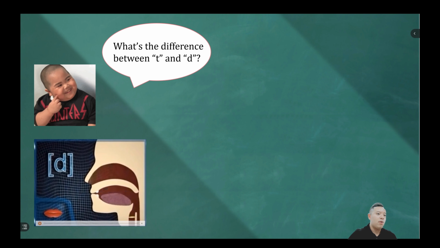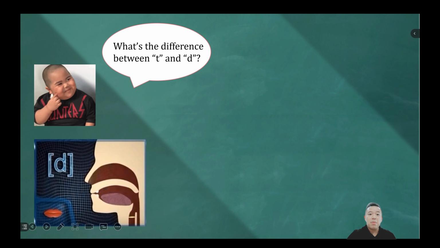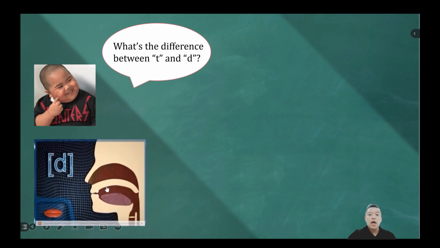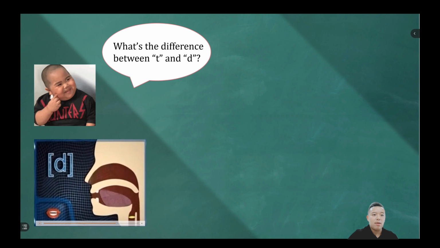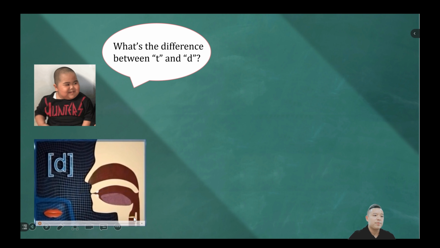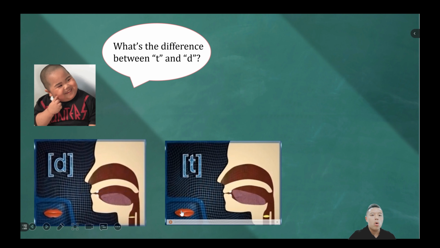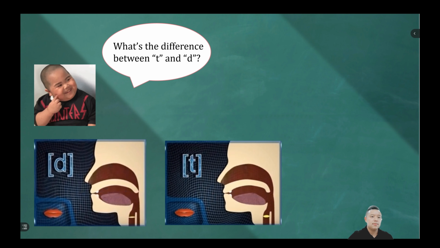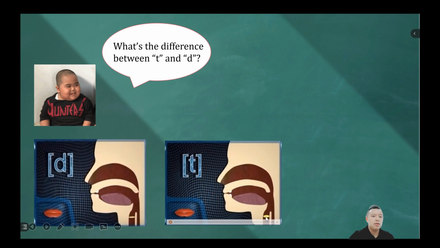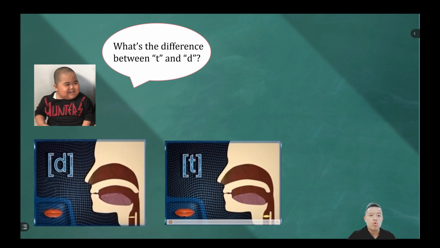Okay, look at this mouth. While pronouncing d, your tongue tip is actually touching the upper gum. Okay, one more time. And your vocal cords here make some vibrations. Then we have t. However, t here is with a less strong vibration, but it requires stronger airflow. T.